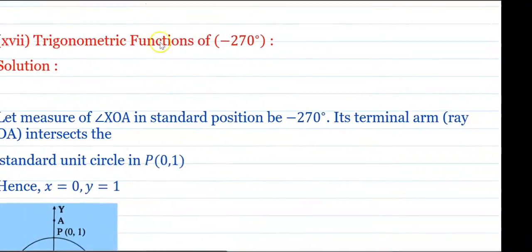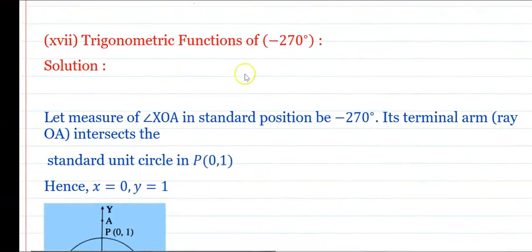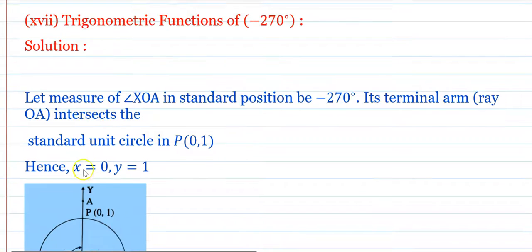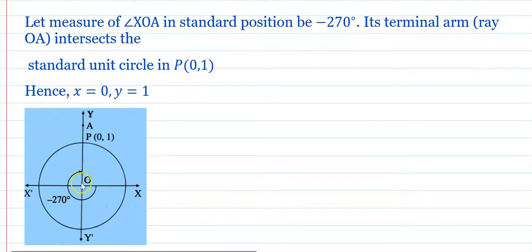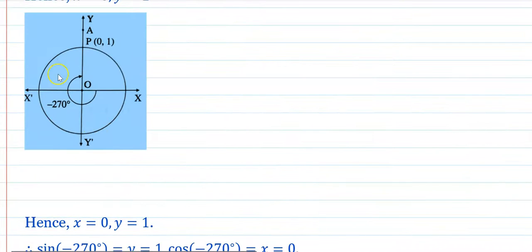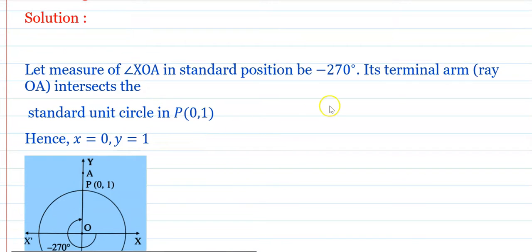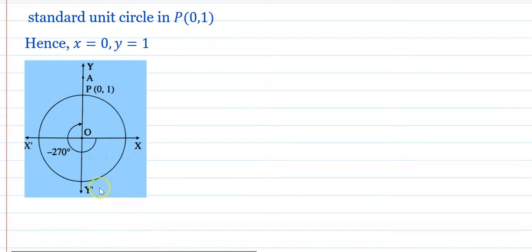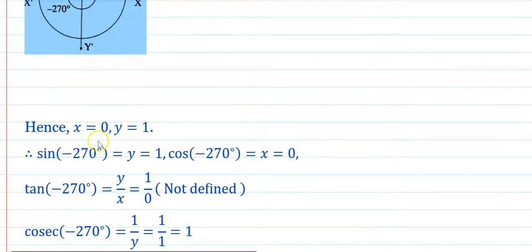Next, the trigonometric functions of minus 270. This is a quadrantal angle because the terminal arm lies on the y-axis. Get the measure of angle XOA, that is minus 270. Its terminal arm intersects the unit circle at the point P(0, 1). Here x is 0, y is 1. And hence we will find out all the trigonometric functions.